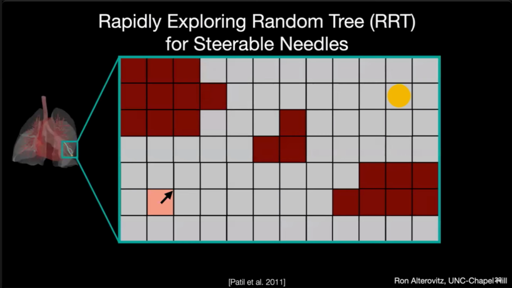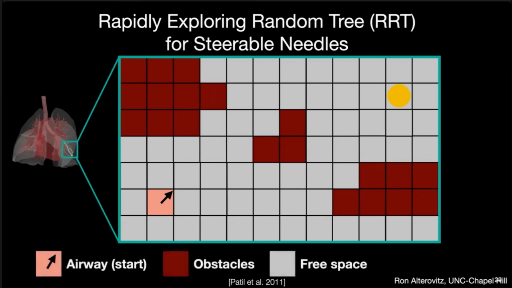So one approach we have used is to adapt a rapidly exploring random tree, or RRT type method, for steerable needles, which is a fairly standard approach for motion planning for robots. This is sort of a 2D illustration here, but this is all being done in reality in 3D. For each of these voxels here, we can highlight some of them are obstacles, meaning they're like these larger blood vessels. Some of them are free space, which is parenchymal tissue through which the needle can navigate, and we want to reach the orange circle there.